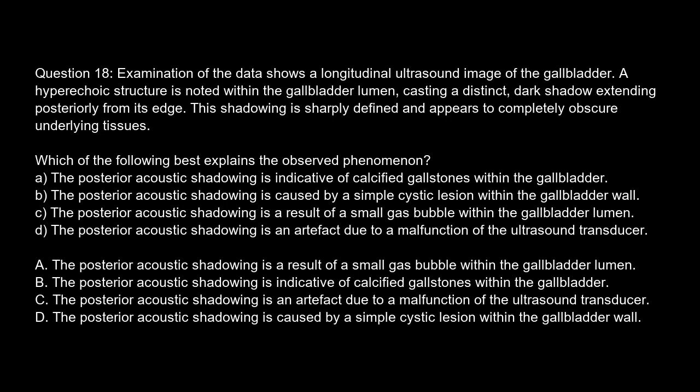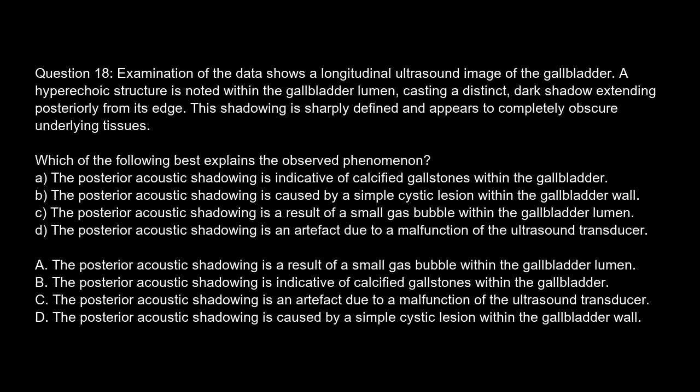Question 18. Examination of the data shows a longitudinal ultrasound image of the gallbladder. A hyperechoic structure is noted within the gallbladder lumen, casting a distinct, dark shadow extending posteriorly from its edge. This shadowing is sharply defined and appears to completely obscure underlying tissues. Which of the following best explains the observed phenomenon?